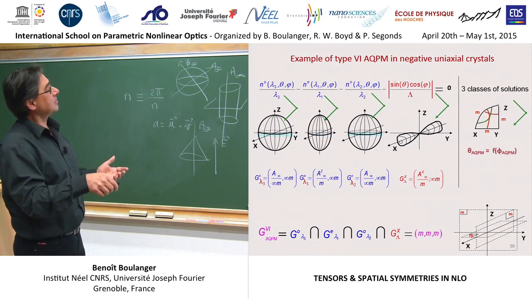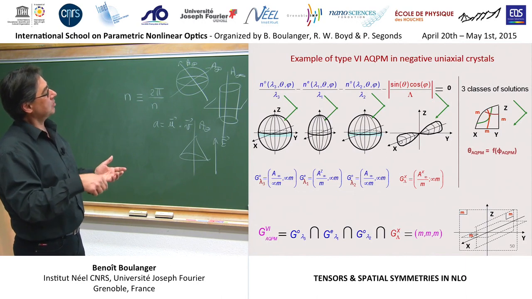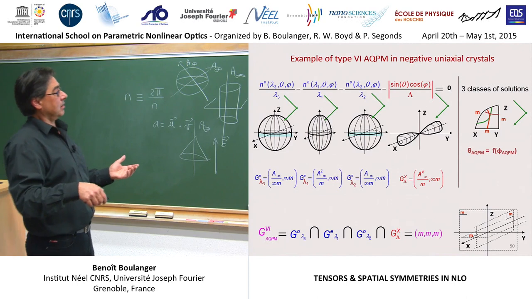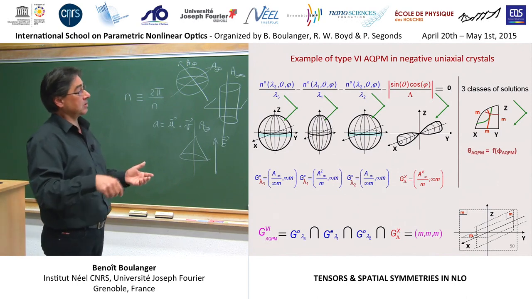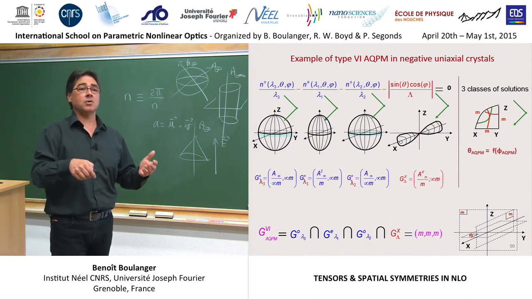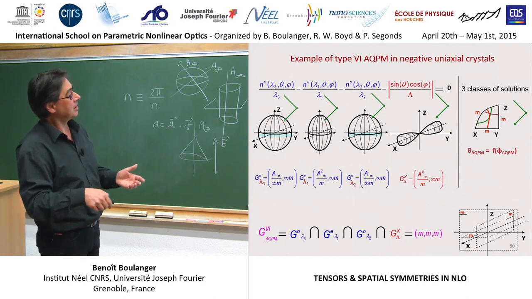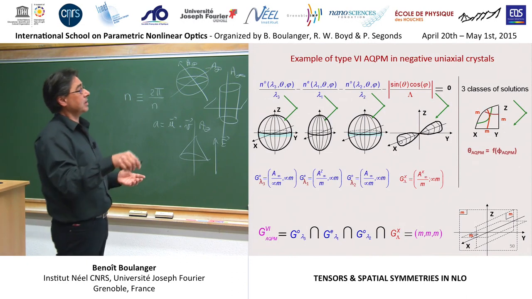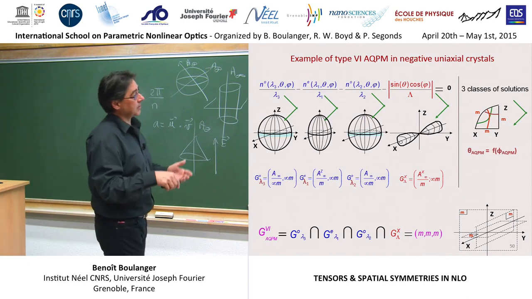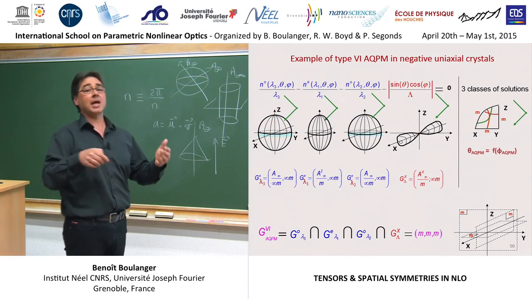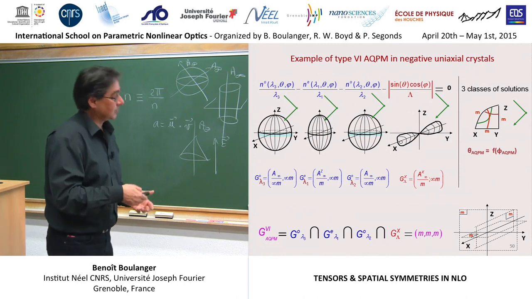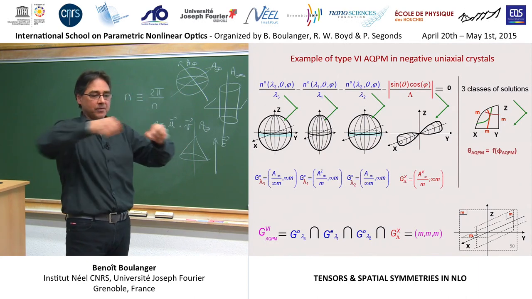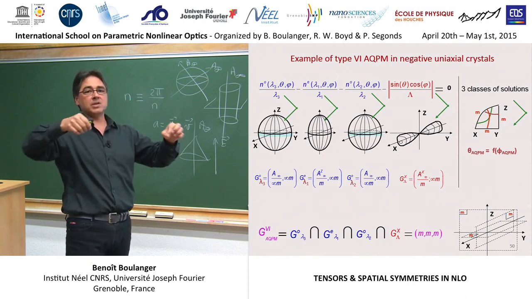Another example, type 6 AQPM. You do the same job, and I took this example because here we find a finite group MMM, and effectively you have a symmetry MMM. So probably to see that, you will have to draw the things in 3D.